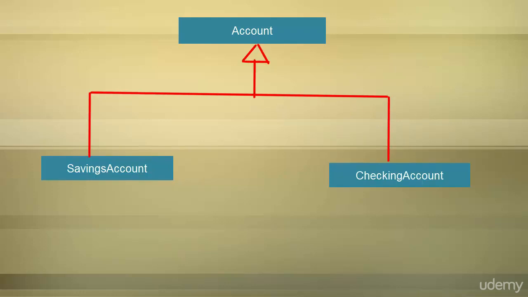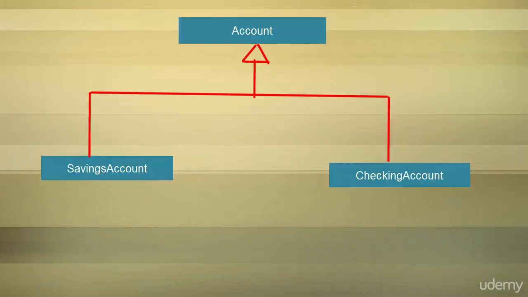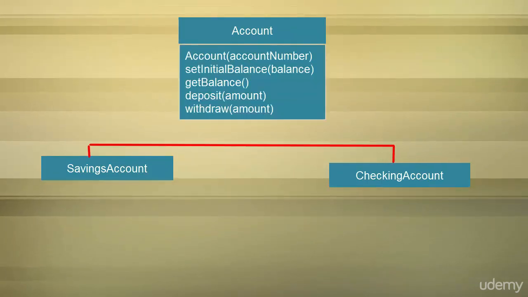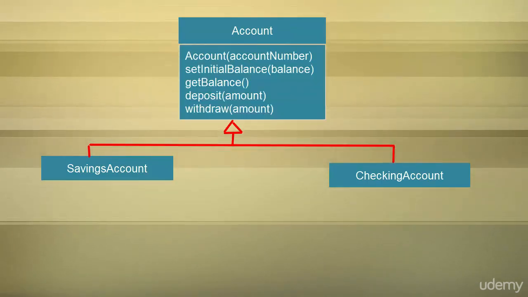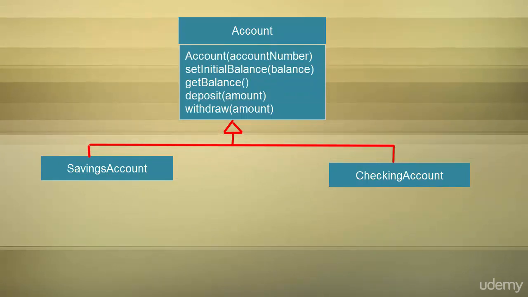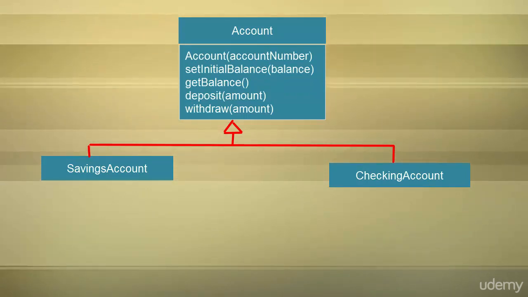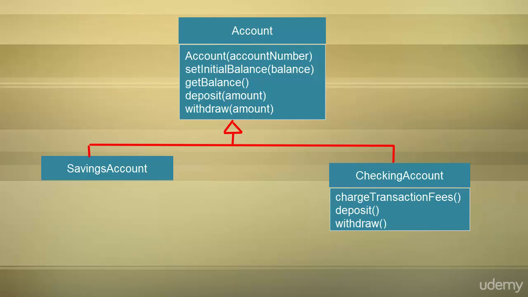Let us determine the behavior of these classes. All bank accounts should have a constructor that accepts an account number. They should also have a method to set the initial balance and a method to get the current balance. They also support the deposit and withdraw methods, although the details of implementation will differ. The checking account should have a method to charge the transaction fees. The savings account should have a method to add interest.